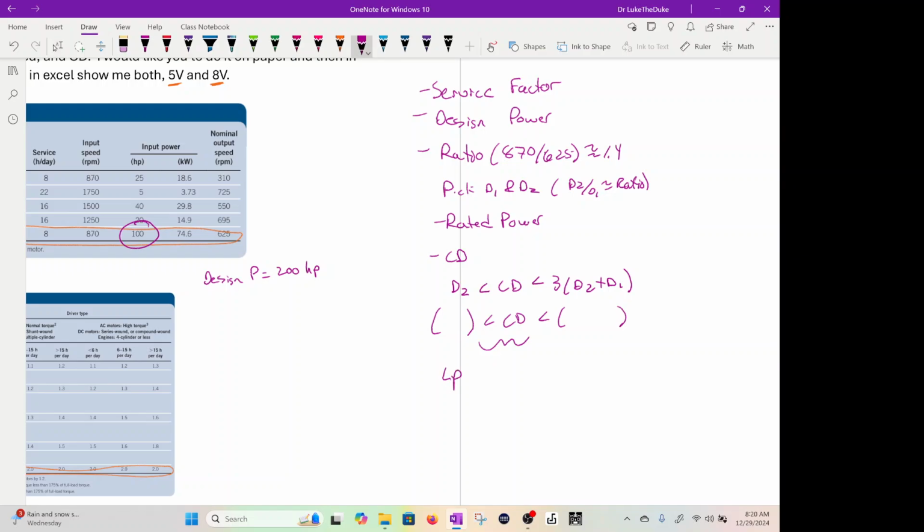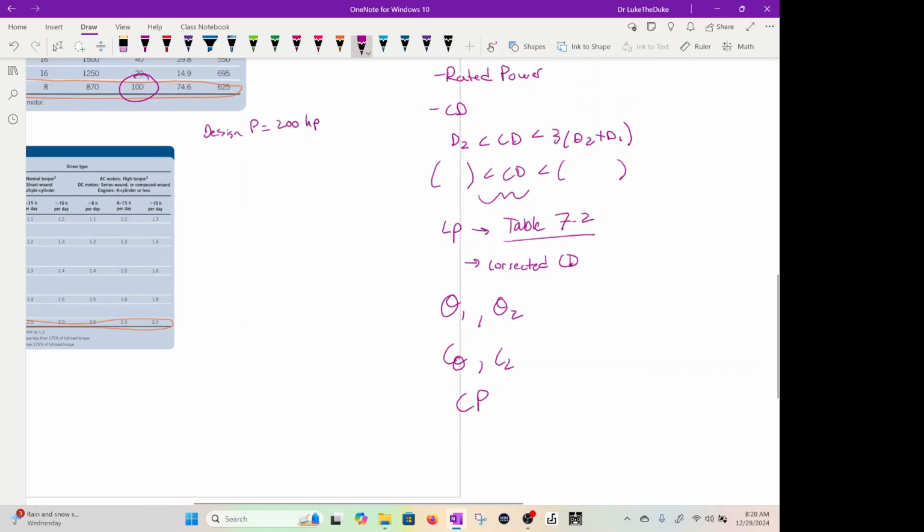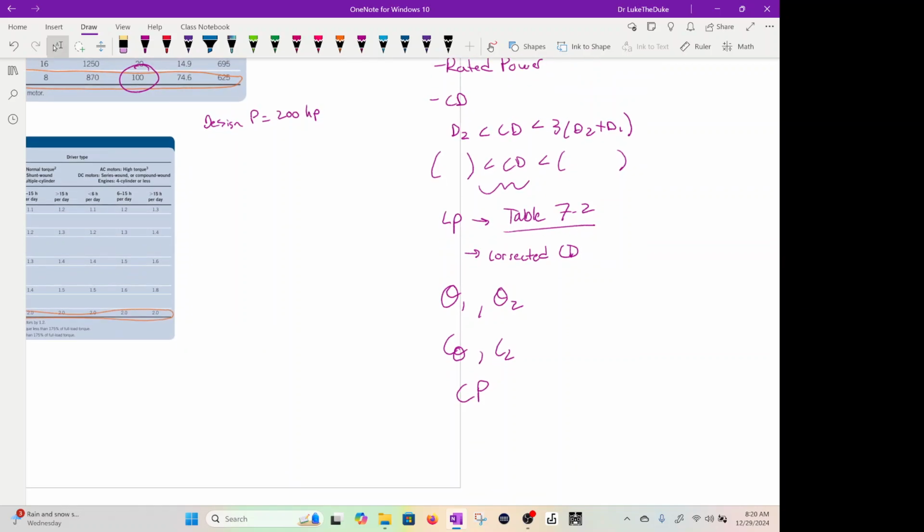Then you can find your length. And then use table 7.2, which should be the actual lengths that you can get. And then find your corrected center distance based on that. Then you can find theta 1, theta 2, you can find C theta, CL, and then you can find your corrected power. And now this corrected power is per belt.